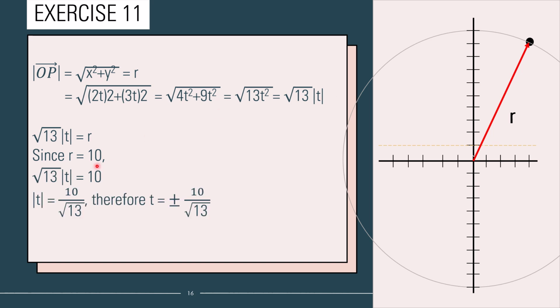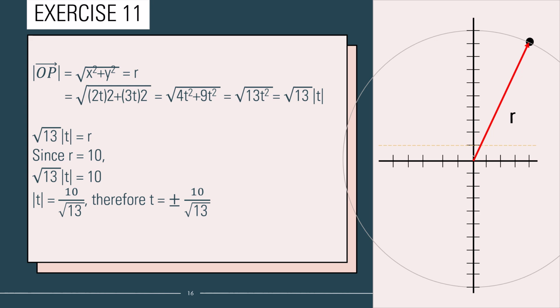So therefore, mod t will be equal to 10 divided by root 13. When you remove the mod, it will be plus or minus 10 over root 13, which is the value of t. This is what we were supposed to find. This is how you find the value of t. This is the same way you can solve the previous part also, where you have to find the values of t. Make sure the thing about the radius, the magnitude, is given, because if you have the value of that magnitude, which is the radius here, then only can you solve for t in this manner.